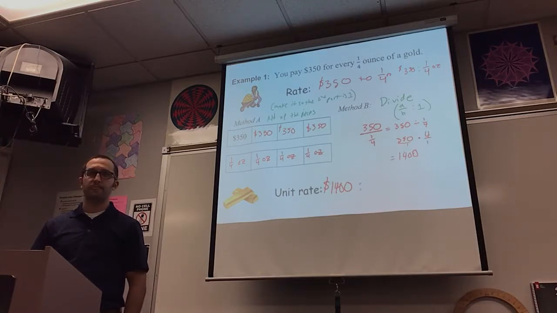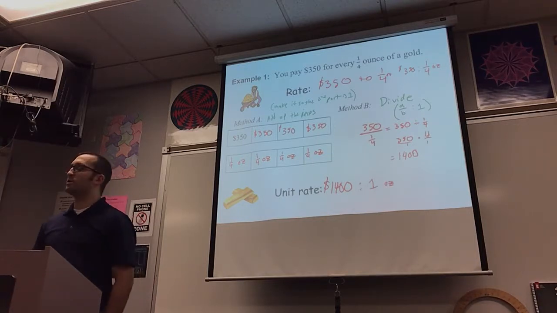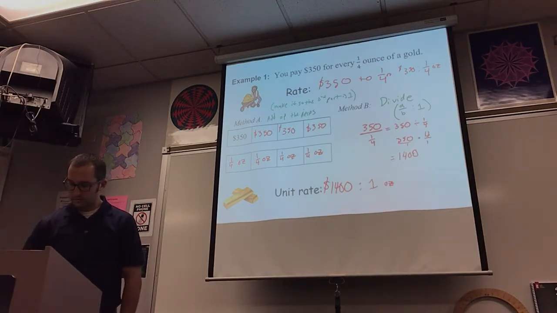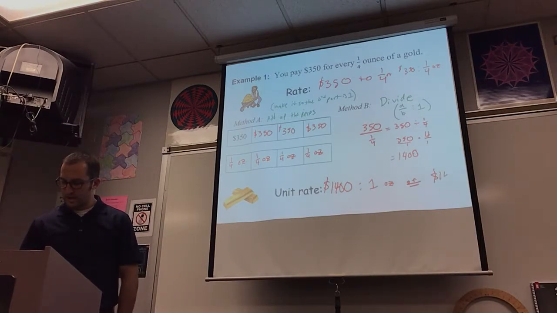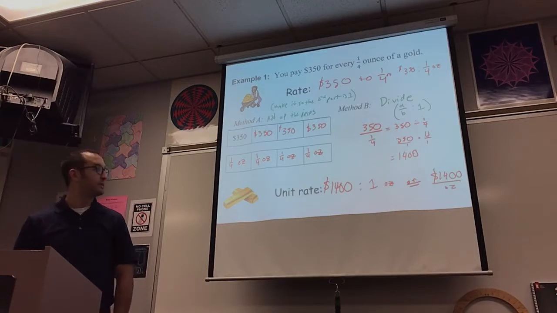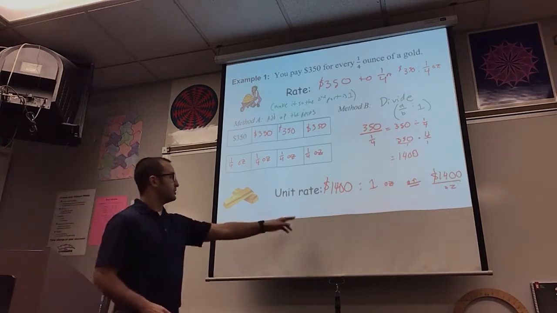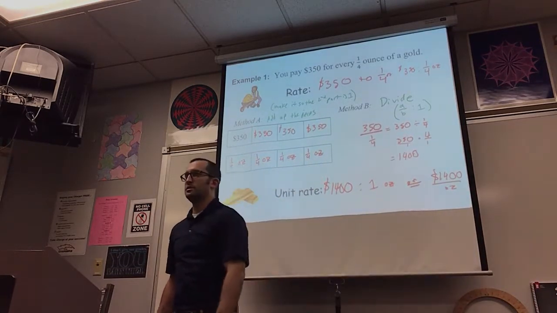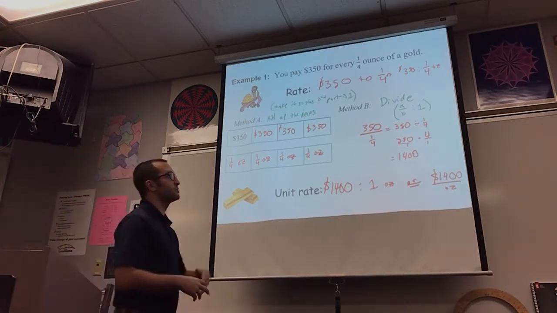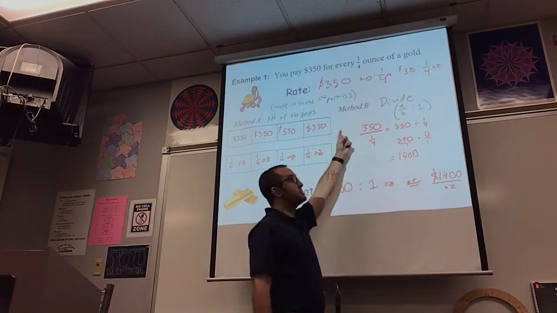to what? To 1 ounce. Or in other words, we can write it like this. $1,400. Oops, sorry, I started to write the 400. $1,400 per ounce. It's another way of writing it. So this would be our unit rate, $1,400 for every 1 ounce, or $1,400 per ounce. Sometimes we're going to need to use this method. Sometimes we can use this method.